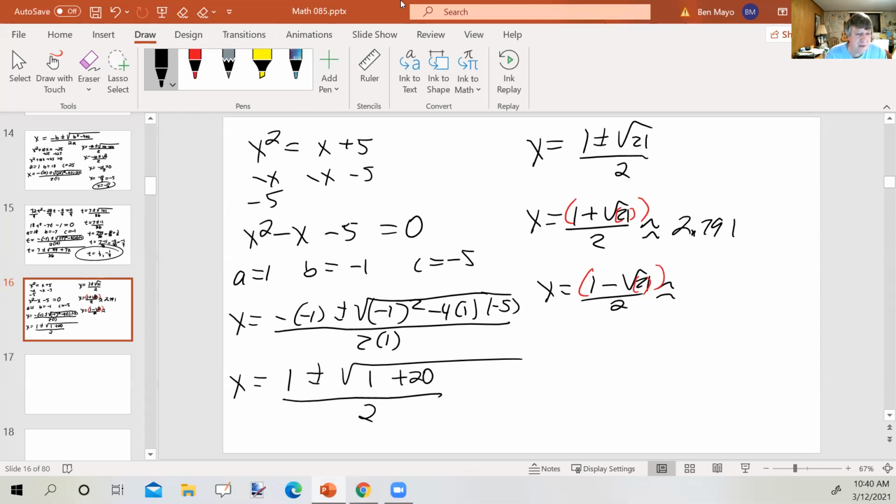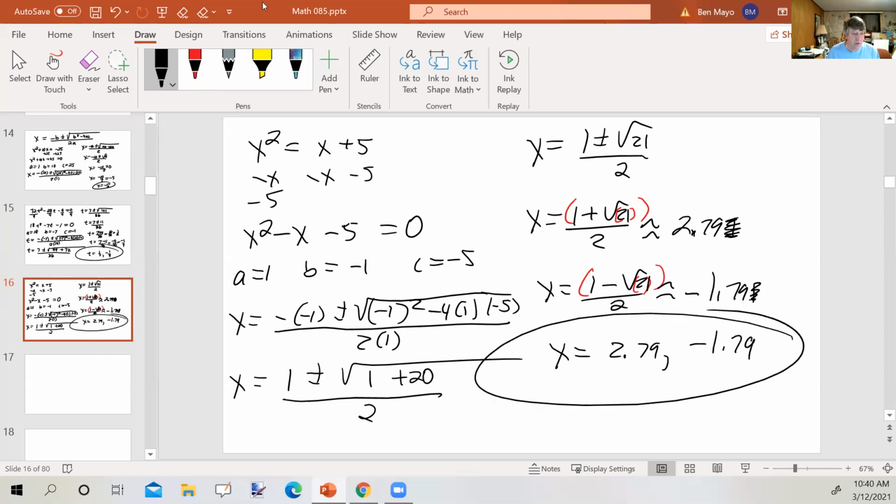And I come up with 2.791. It said to round to 2 decimal places. The 1 would round down, so I'm going to get 2.79. Then I'm going to do the second one: parentheses, 1 minus the square root of 21, all of that divided by 2, and I get negative 1.791. So again, rounding at the 100th place, x is going to be 2.79, comma, negative 1.79. Those would be the two solutions.